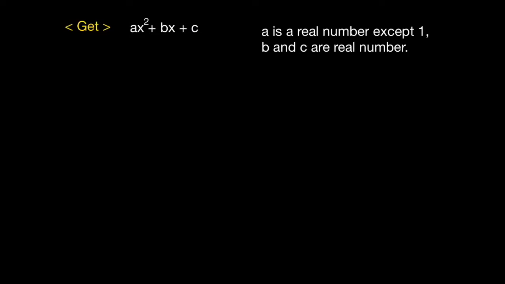For this set of exercises, a is going to be a real number except 1, and b and c are any real number. If you want to check out a video that concentrates on factoring quadratics when a is equal to 1, check out my other factoring video on quadratics. In the meantime, let's continue with this idea where the a value is any number except 1.